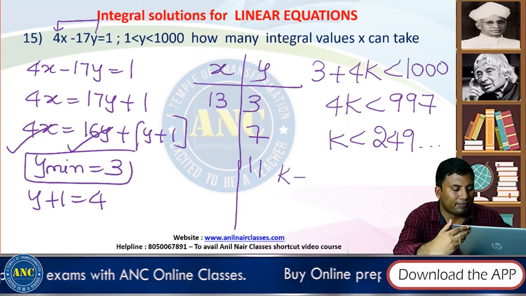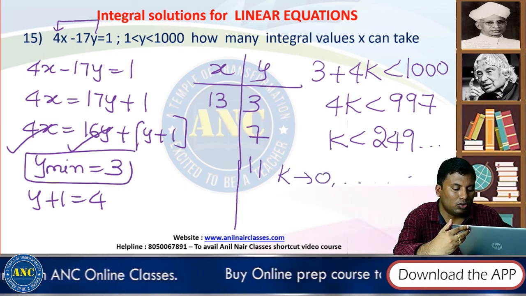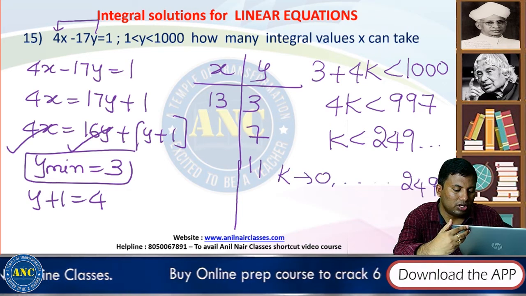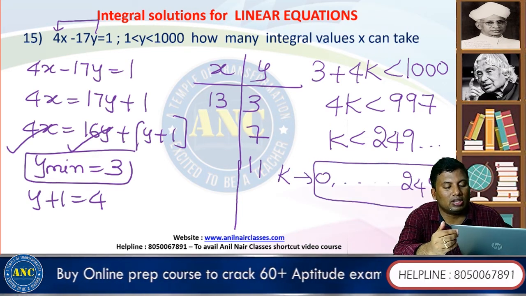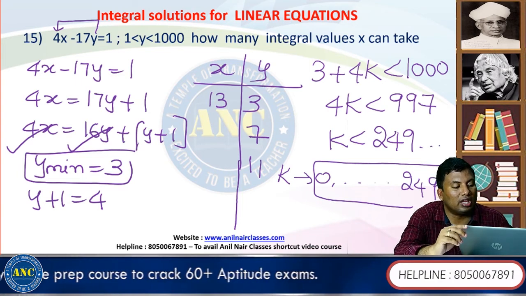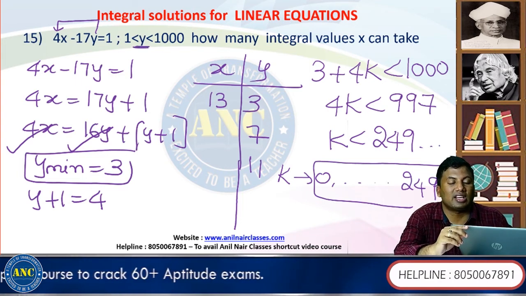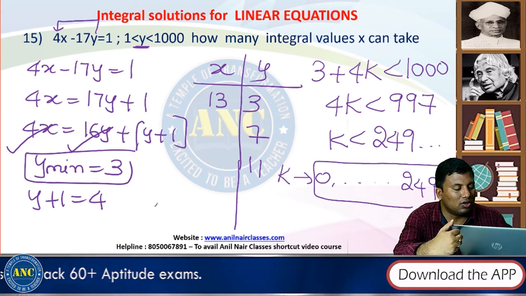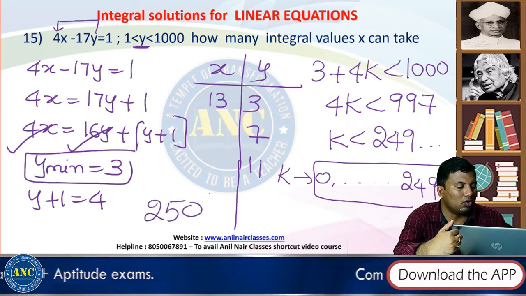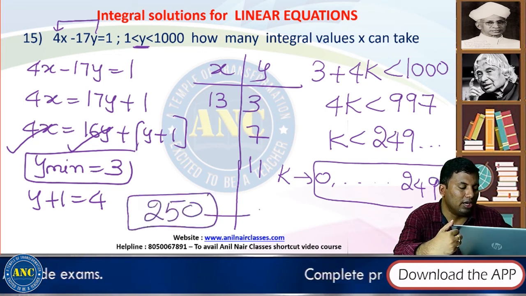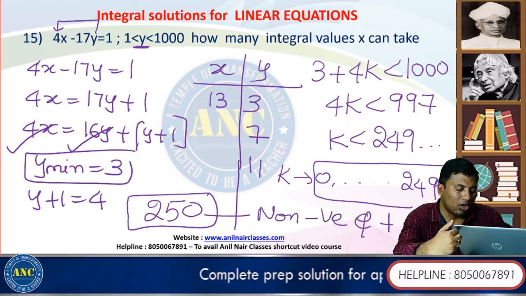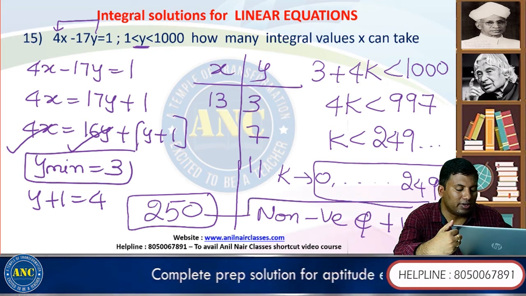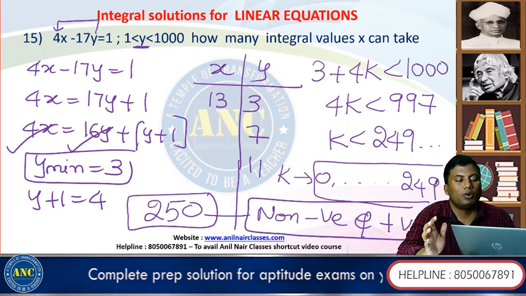So k can go from 0 to 249. Can I take 0? If k is 0, 0 into anything is 0, and 0 plus 3 is 3. The lowest value of y greater than 1, 3, exists. From 0 to 249, totally 250 non-negative integers, so 250 positive integral solutions exist. I hope it is clear.